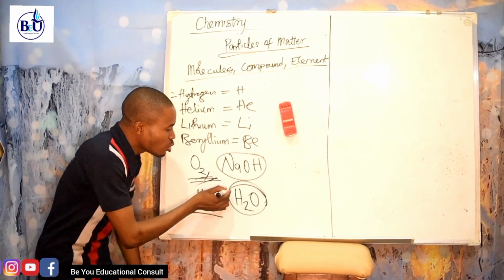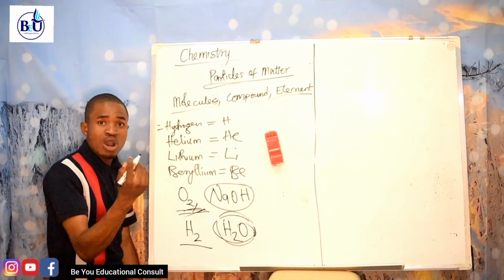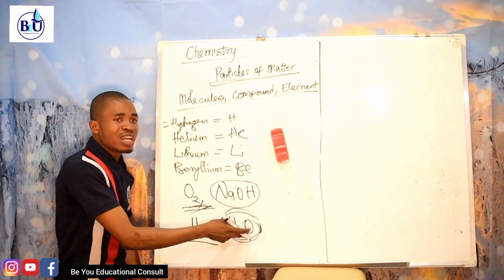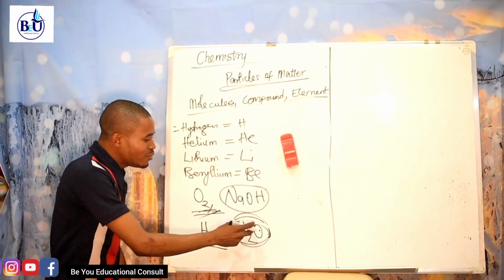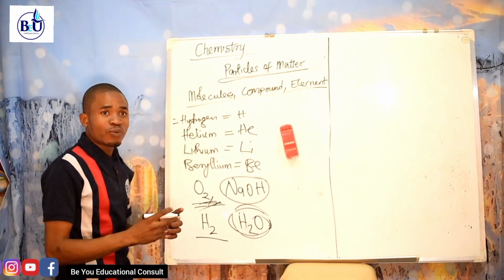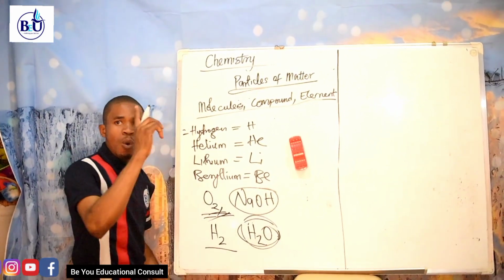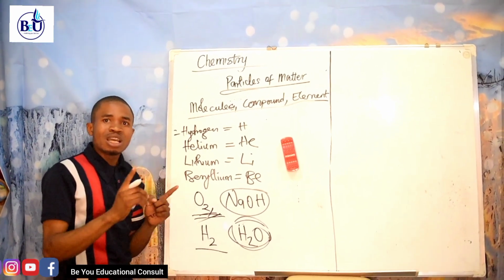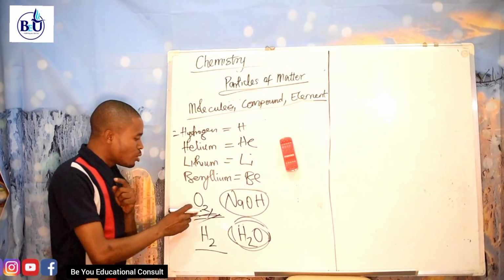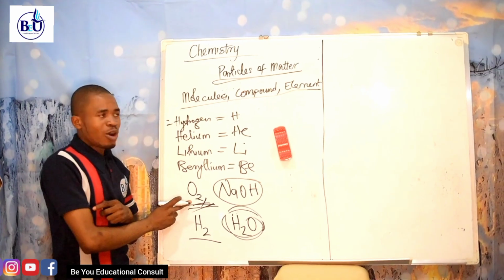So this is a molecule of water. You can see in water we have two atoms of hydrogen combining with one atom of oxygen to form water. Here we have different atoms of different elements coming together to form one molecule of water. But in oxygen, it is the same atom of oxygen coming together to form this. We call this a molecule. I hope you get what I'm trying to say.